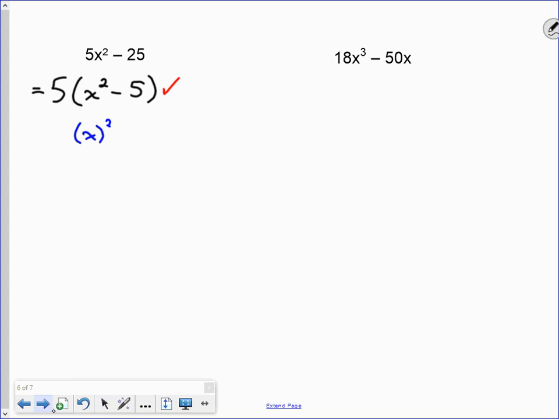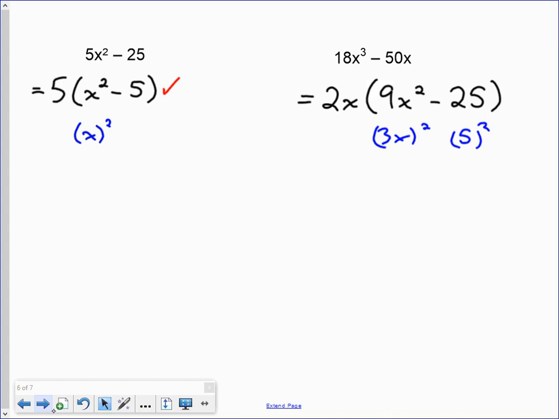Let's look at our last one here. 18x cubed minus 50x. Again, this is possibly a difference of squares because it only has two terms. Again, we have to look to see if there's anything that we can common factor first. So there is definitely a 2 that we can factor out because 18 and 50 are both divisible by 2, and x is common to both terms. So if we factor out the 2x, we're left with 9x squared minus 25. Both of these things are in fact perfect squares. This would be like 3x squared, and this is 5 squared. So this is a difference of squares.